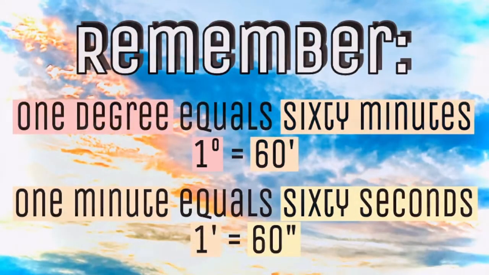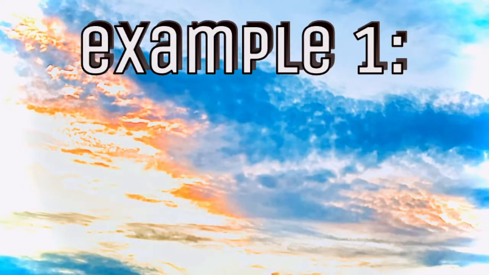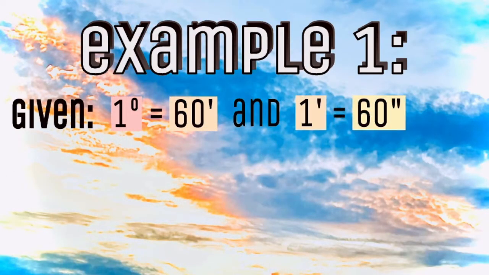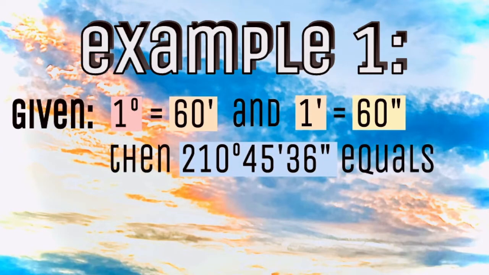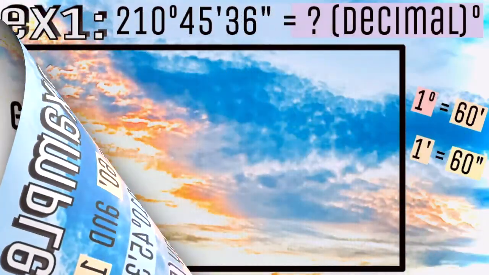Now remember, 1 degree equals 60 minutes, and 1 minute equals 60 seconds. Let's get started on example 1. If we're given the same information we just went over a moment ago, then 210 degrees, 45 minutes, 36 seconds equals how many decimal degrees? Let's try it together now.